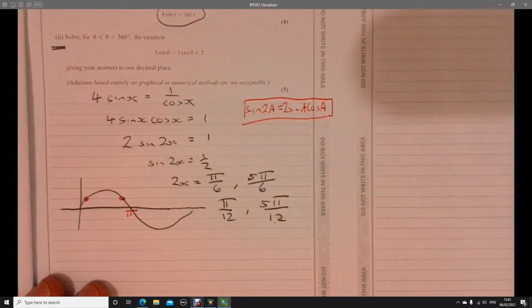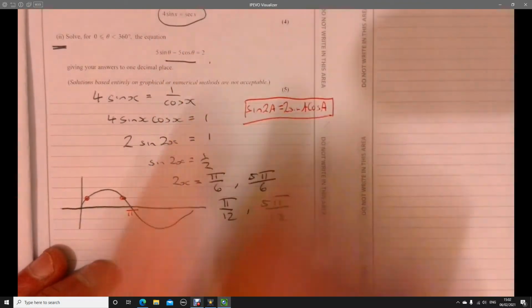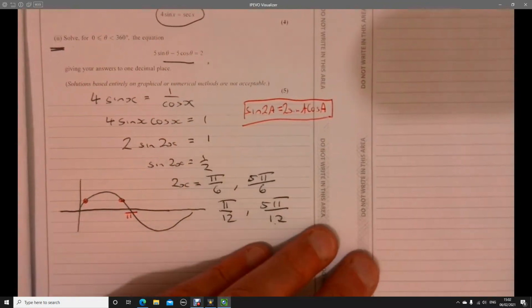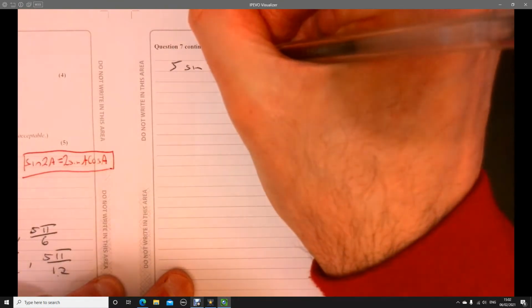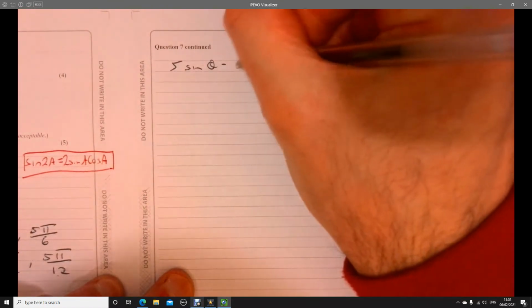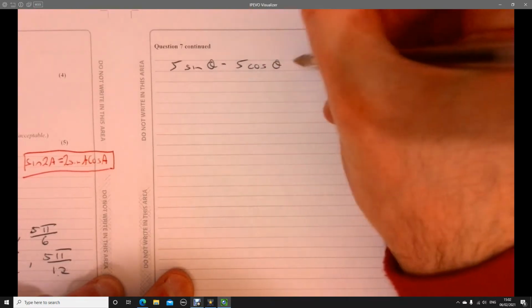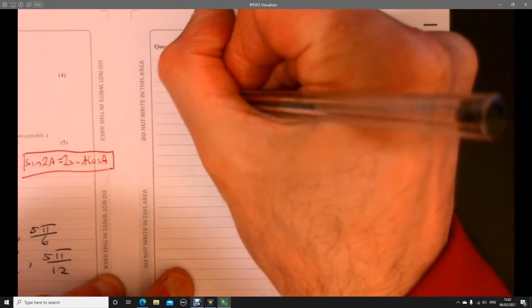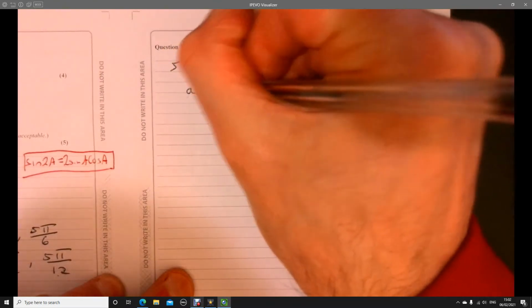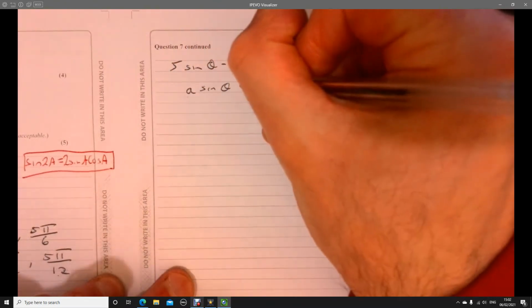Okay, so on the second one, I'm looking at this, and this is shouting at me our addition formula. So let's make some sense of what we've got here. Let me just write down the question again for you. So we've got 5 sine theta, take away 5 cos theta equal to 2. Right, let me write down what's important. So we should be familiar with this.